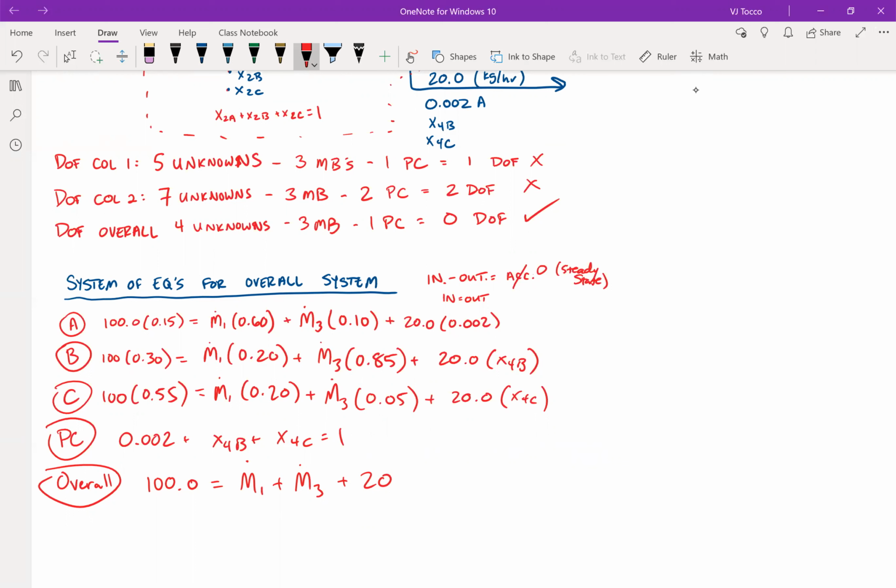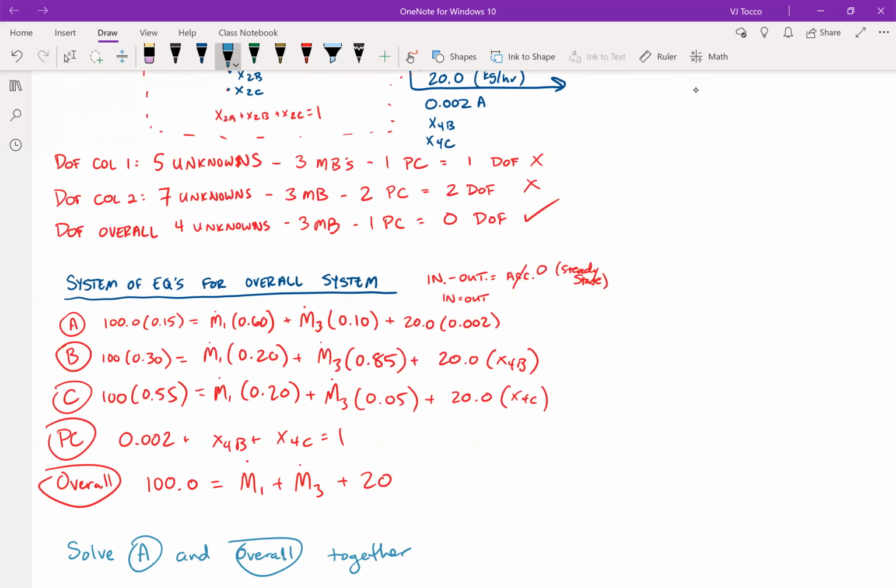But anyway, if I use my overall equation and my component A material balance, I have the same 2 unknowns. So the solution procedure here is to solve A and overall together. And I won't take you through the mechanics of how to solve that. That's just a system of 2 equations, 2 unknowns. So solve for one, plug it into the other to solve for the other, and then plug it back in.